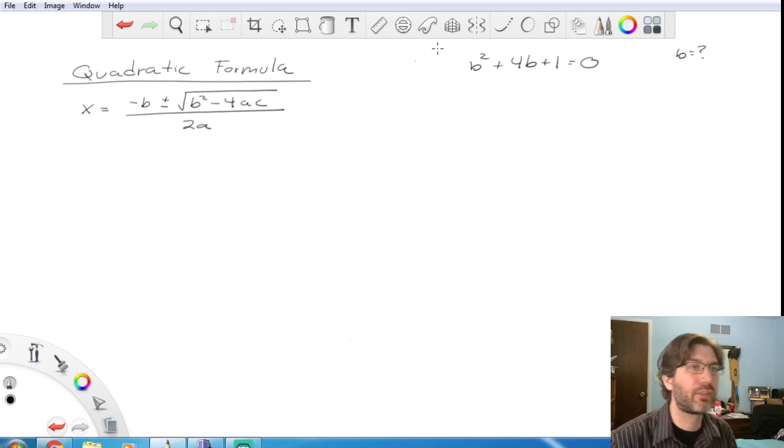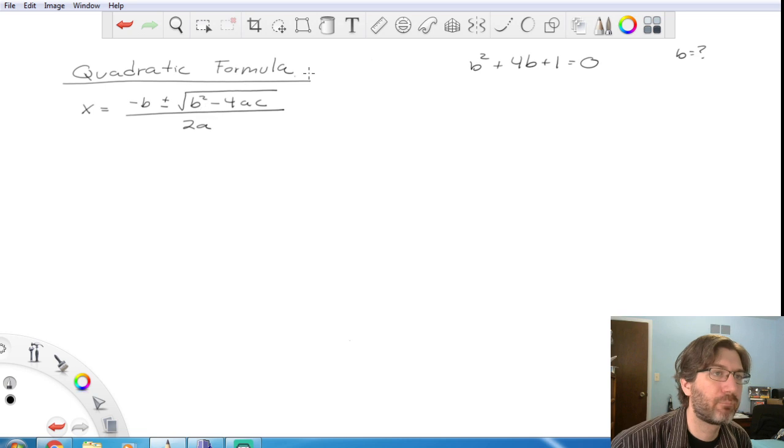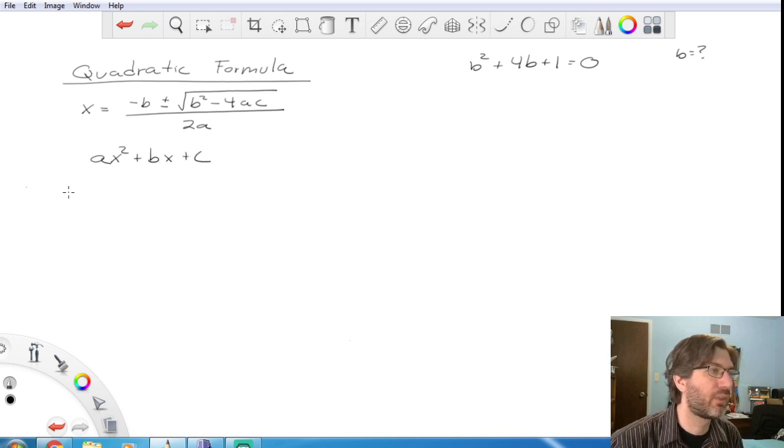Now, do not get this confused with the b over here. Remember that the quadratic formula is going to go with ax squared plus bx plus c. It's going to go with this format here. And you're going to have to be able to look at this format and be able to pull out what your a, b, and c is from over here.